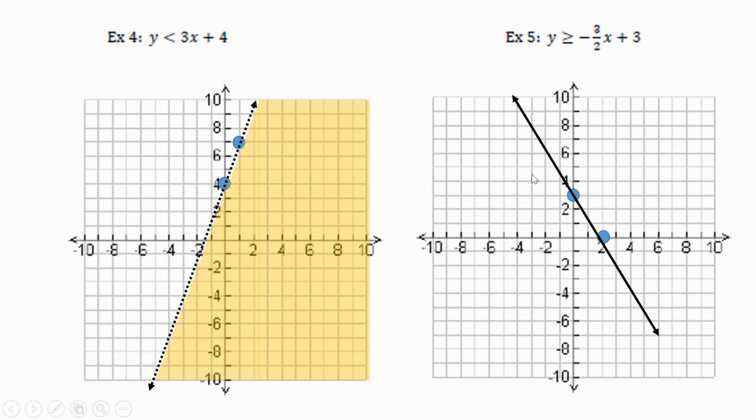Now, the way I remember the shading is I'll put my pencil on the y-intercept and say, where are all the y's that are bigger than that number? So what's bigger than 3? 4, 5, 6 or 2, 1, 0? Well, it would obviously be 4, 5, 6. So I'm going to be shading above.